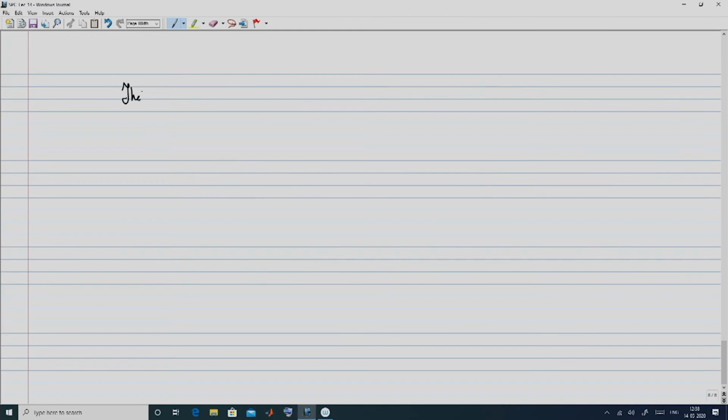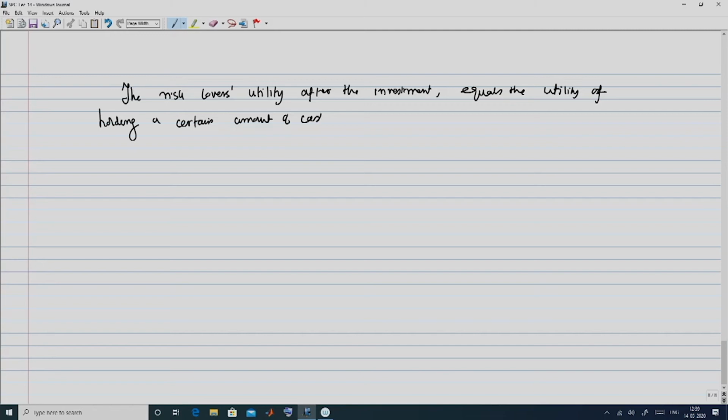So, now we start off with the notion of certainty equivalent. For the risk lover, the certainty equivalent will be defined in a similar way. The risk lover's utility after the investment equals the utility of holding a certain amount of cash, namely the certainty equivalent. So, in this case the risk premium, which again is denoted by phi w naught of z tilde, is equal to E of w tilde minus CE, which is less than 0.